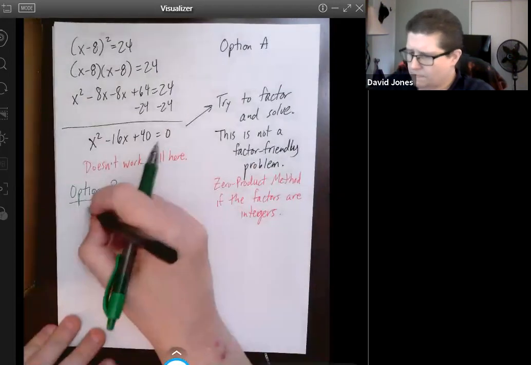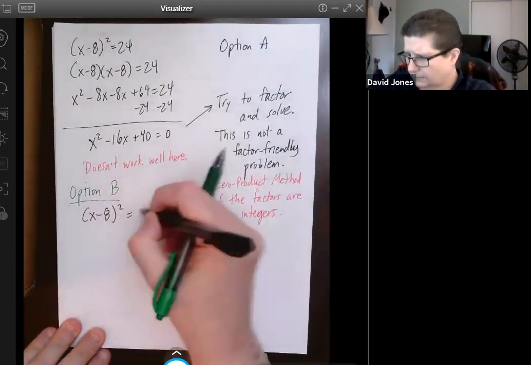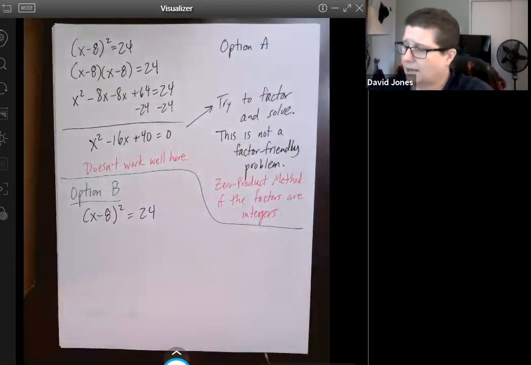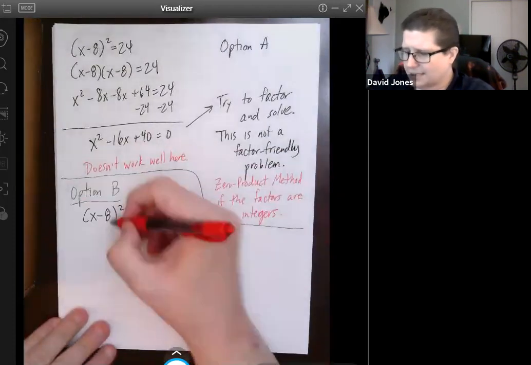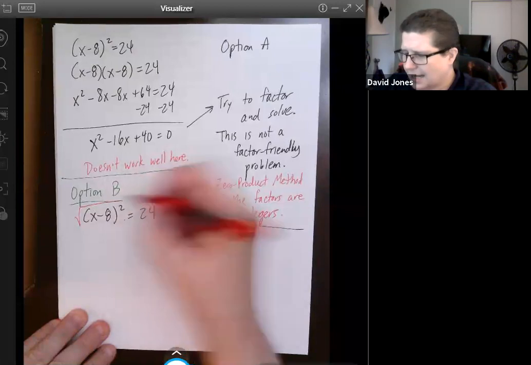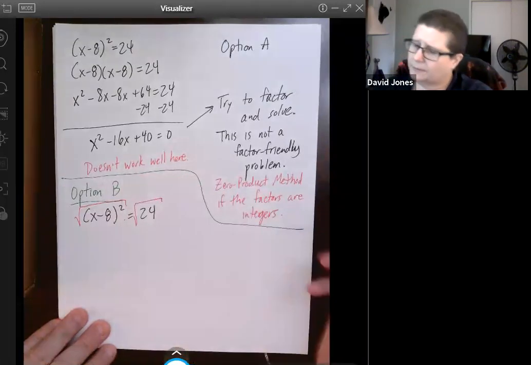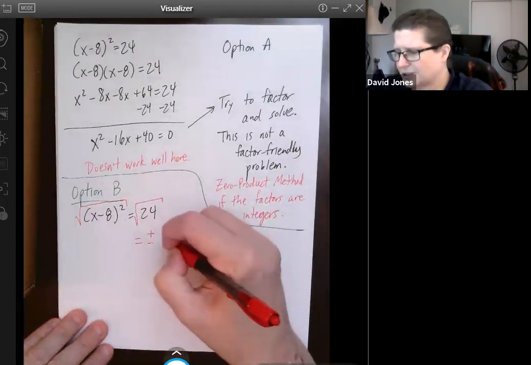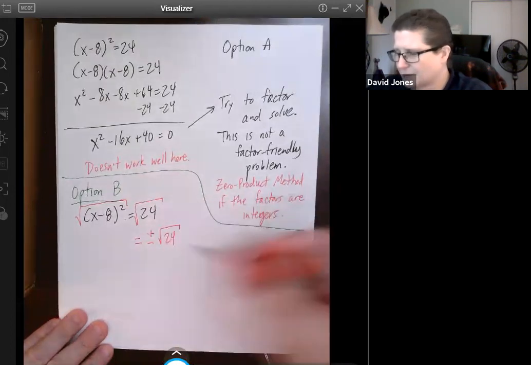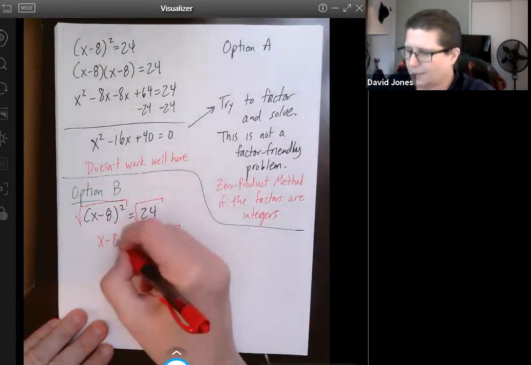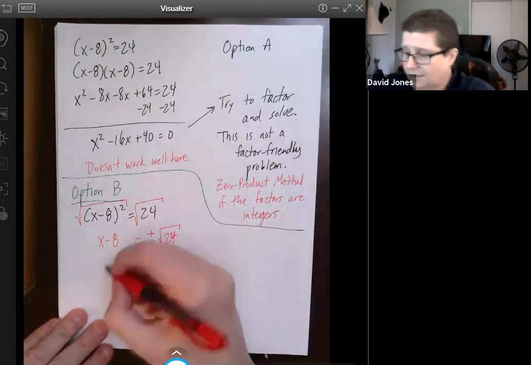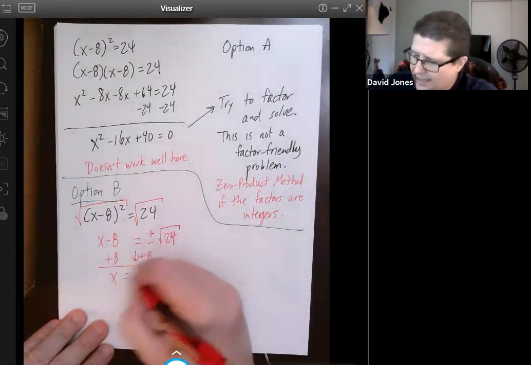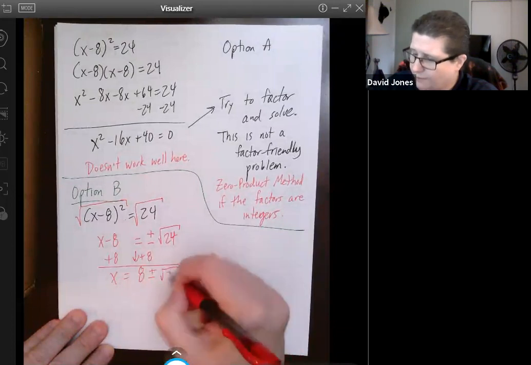I'll rewrite the problem, and we're going to apply the square root approach here. I can take the square root right now. Since the left side is a perfect square, I can do the square root of both sides. The left side, as long as I remember the right side is plus or minus the square root of 24, I don't need the absolute value signs. The left side will be x minus 8. I then add 8 to both sides. X equals 8 plus or minus the square root of 24.